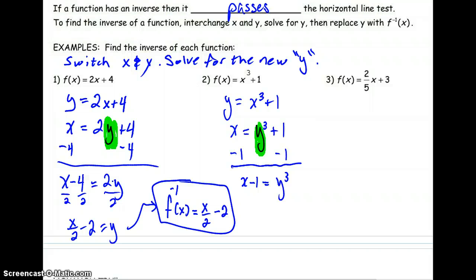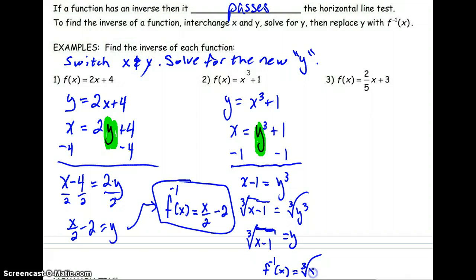Here's some fantastic review. When you want to get rid of a third power, we will take a cube root. So take the third root of both sides, and you can see then you will have y is equal to the cube root of x minus 1. One final way we should write this, write it in the style of f inverse of x. That is the cube root of x minus 1.